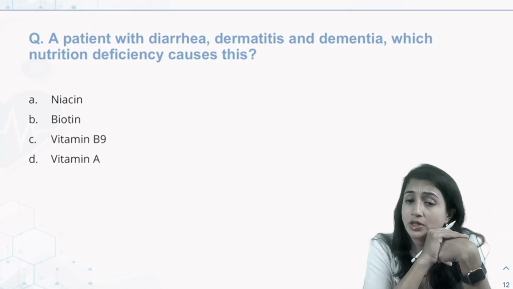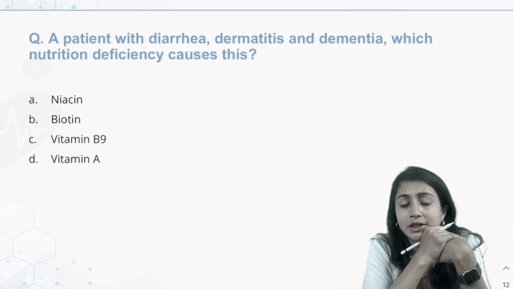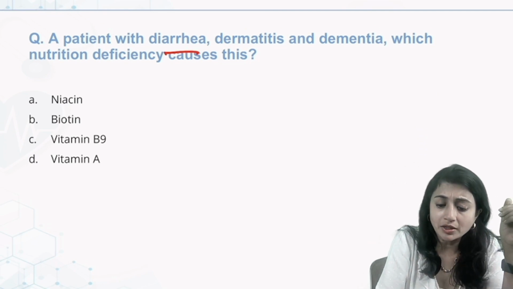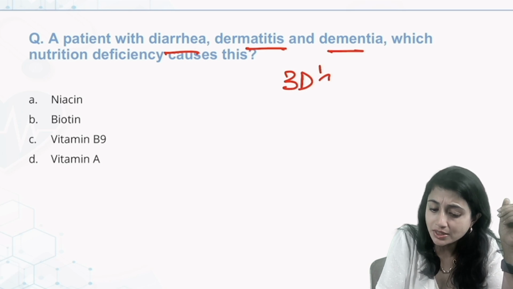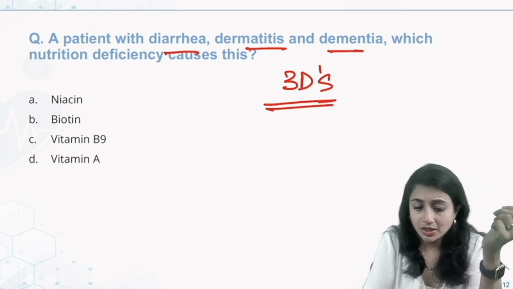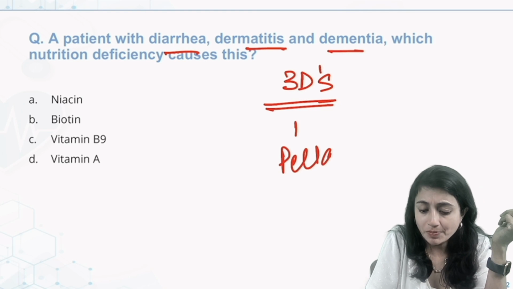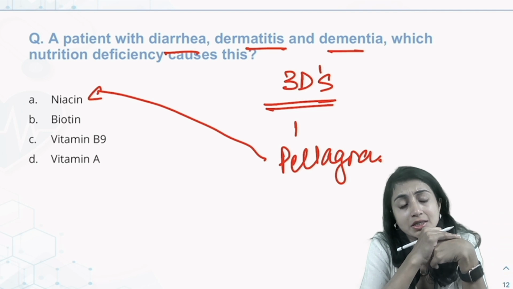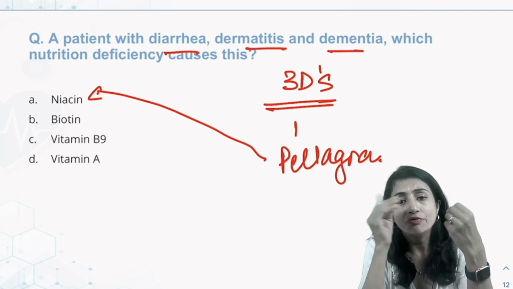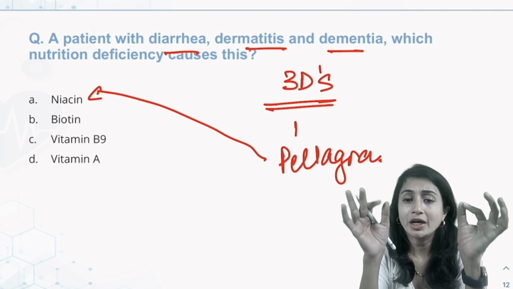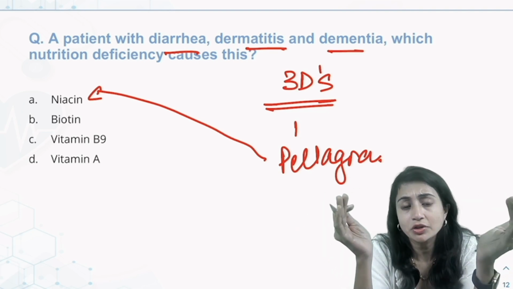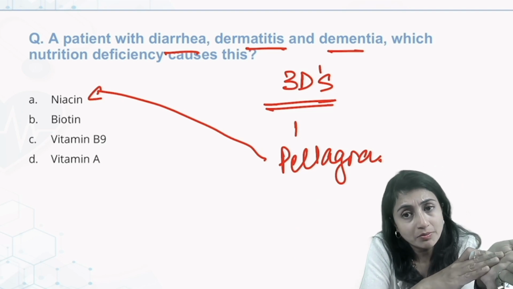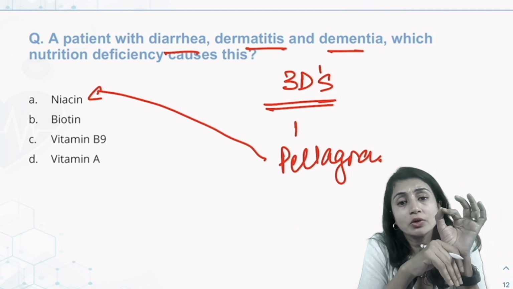The next question was again very straightforward. A patient with diarrhea, dermatitis, and dementia. Which nutritional deficiency causes it? So, diarrhea, dermatitis, dementia is my 3Ds. Where do I see 3Ds? In pellagra. What is pellagra caused by? Pellagra is caused by deficiency of niacin or nicotinamide. So wherever they give you this history of diarrhea, dementia, dermatitis, remember your 3Ds. It is pellagra, and pellagra is caused by deficiency of a vitamin, which is niacin or nicotinamide.